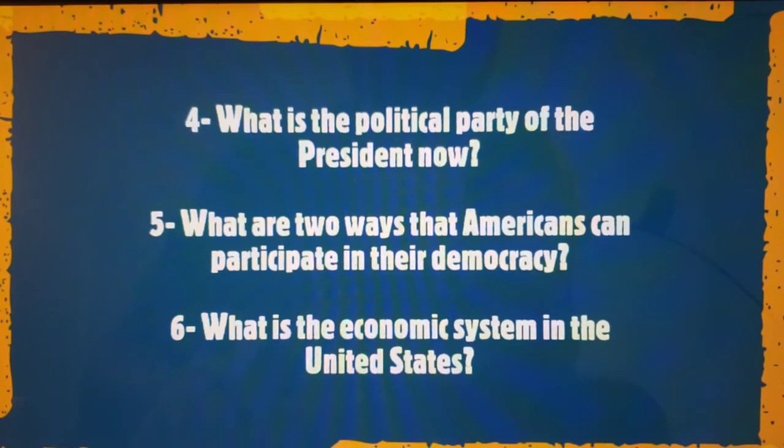Number 5. What are two ways that Americans can participate in their democracy? We mentioned 3. There are more, but 2 only. One is voting. Number 2, writing to newspapers. Number 3, if you want, joining political parties. Number 4, if you want, helping with campaigning, helping President Trump or Joe Biden. So these are some of the ways that Americans participate in their democracy.